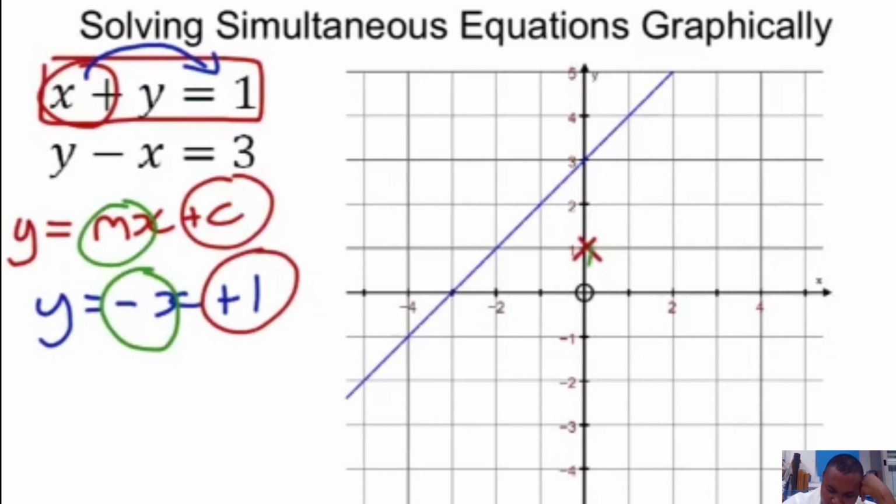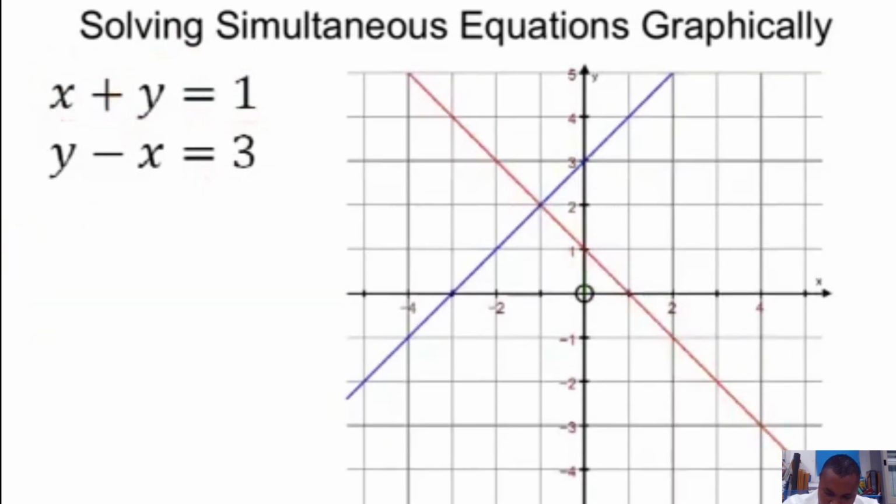For every 1 down it goes 1 to the right, which means it's going to go through that point and so on. So it's going to go down this way and up this way. And again, on the next slide we're going to see a slightly neater representation of this with a proper straight line.